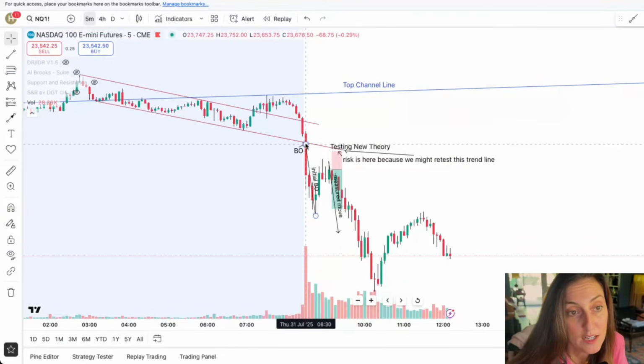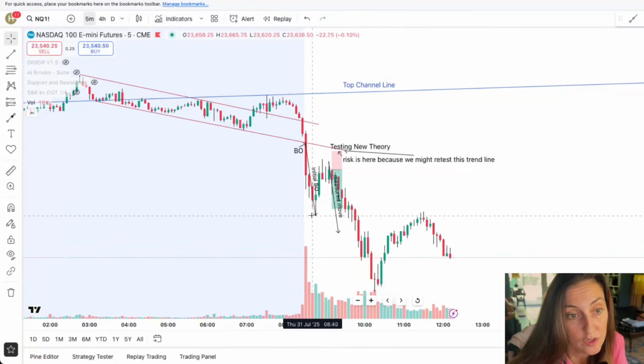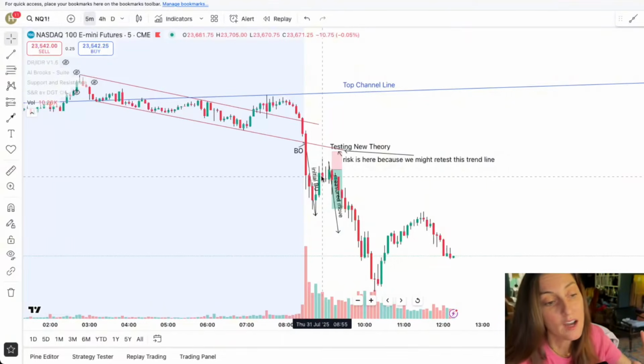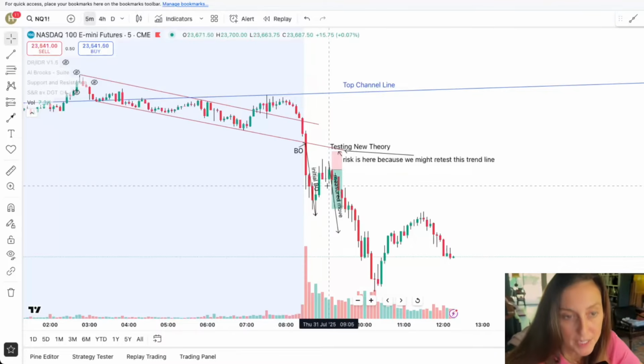So what I did was I measured from where it broke out of this trend to the lowest point, and that is going to be my measured move. Okay, so just keep that in mind. But then we went upward for a while, which is not unexpected.